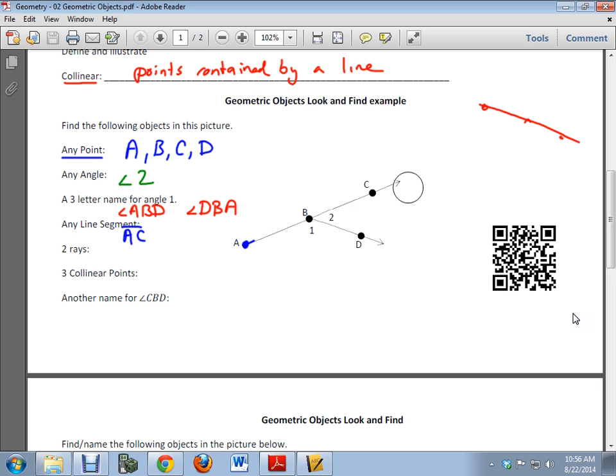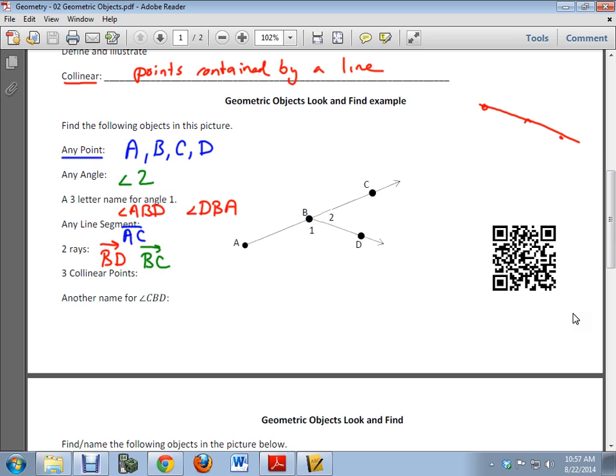The next thing that it's talking about is a ray. A ray starts at a point and goes forever in one direction. There's an obvious ray, which is BD. You would have to name that starting at B and going in the direction of D. And then another obvious ray, which is BC. So that starts at B and goes in the direction of C. One that many people miss, but is actually simple, is also AC. That is another ray. Starts at A and goes in the direction of C.